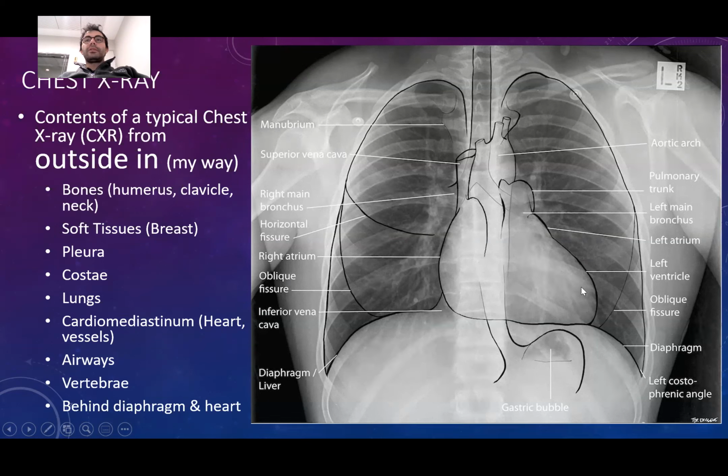I look at the heart, the major vessels, the arcus aorta, the hilum of the lungs, and then I look at the airways. I look at the vertebral bodies, if they're all symmetrical, and then I look behind the heart, the diaphragm, and that's the end. If you evaluate everything with this, your chances of missing stuff is greatly reduced.